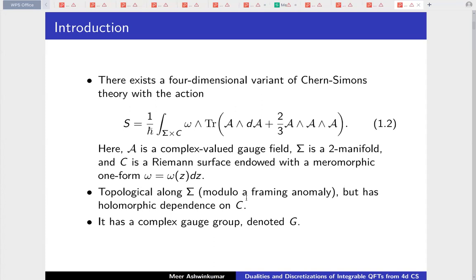So this has a slightly different nature from 3-dimensional Chern-Simons theory, but it has the right properties, as we shall see, to realize the integrable systems of interest, such as integrable lattice models and integrable field theories. And in passing, I will note that in general, we allow the gauge fields in 4D Chern-Simons theory to be complex valued, and therefore the gauge group is also complex, and it is denoted as G.